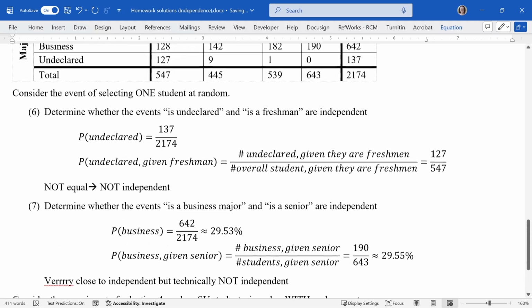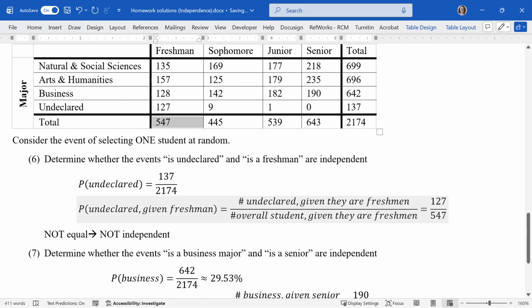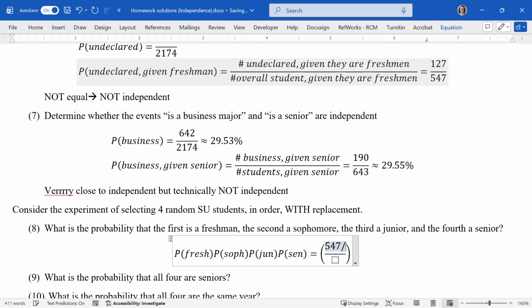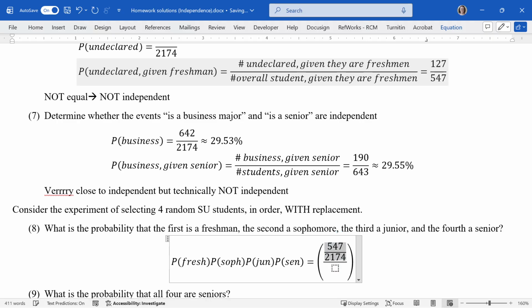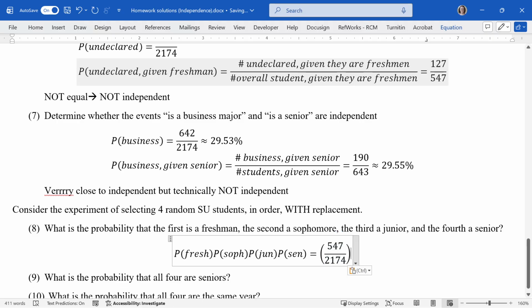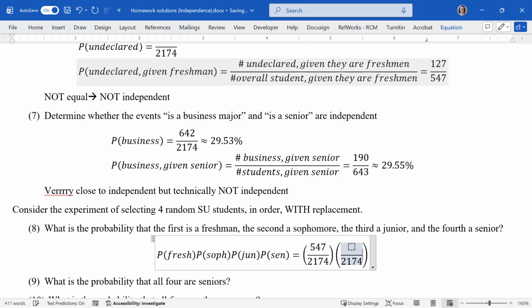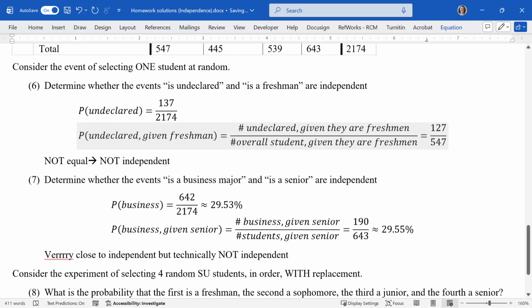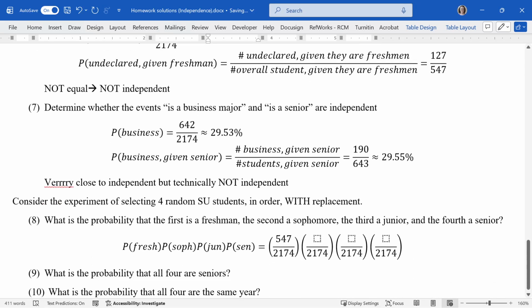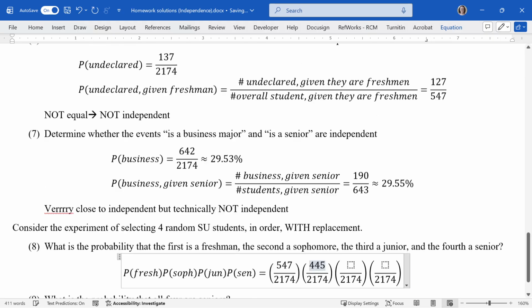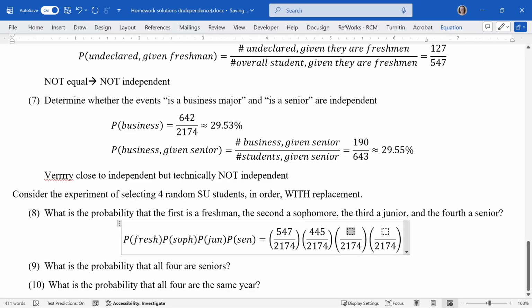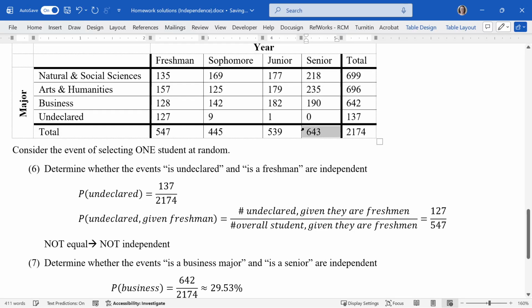Okay, so probability of getting a freshman is 547 out of 2174. Okay, I'm going to go ahead and set up these to all be out of 2174. So I'll just copy paste this like that. Then the probability that I get a sophomore, if I put that first student back, 445 out of 2174. Probability of getting a junior, 539. Probability of getting a senior, 643.